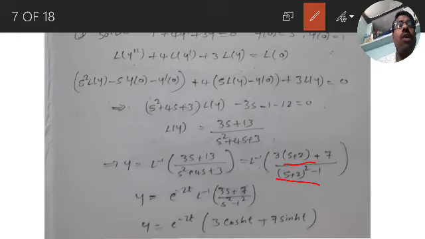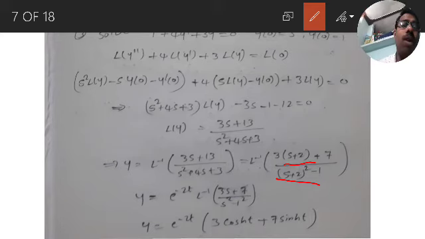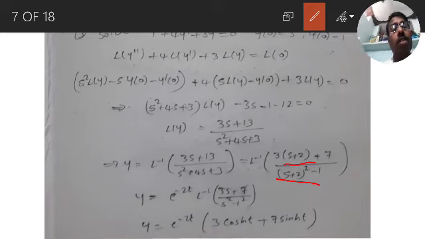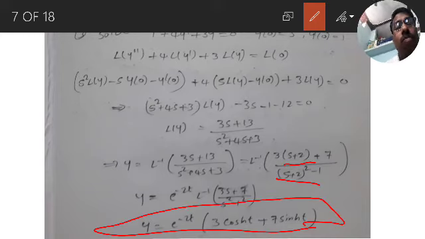e power of minus 2t into L inverse of 3s plus 7 by s square minus 1, at place of s plus 2, you can write s, multiplied with e power of minus 2t. So e power of minus 2t into 3 constant outside, L inverse of s by s square minus 1 square means cos ht, plus 7 constant outside, 1 by s square minus 1 square means sin ht. So what is the answer? Answer is y is equal to e power of minus 2t into 3 cos ht plus 7 sin ht is our answer.